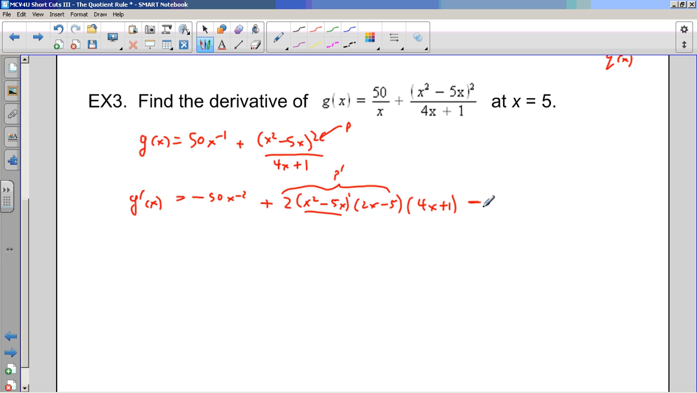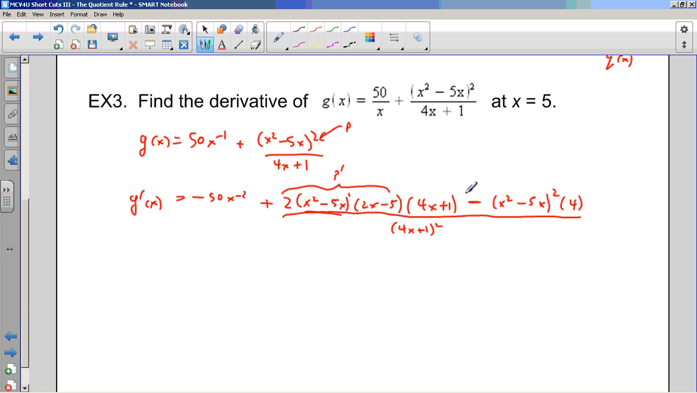Minus, write down the top, derivative of the bottom. Well, the derivative of the bottom in this case is easy because the derivative of the bottom is just 4. And then all over the bottom squared. And notice, yeah, I got some nasty multiple. If I wanted to tidy this all up, it would be kind of a mess.